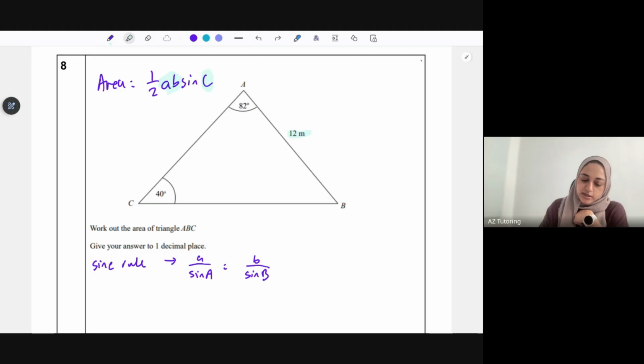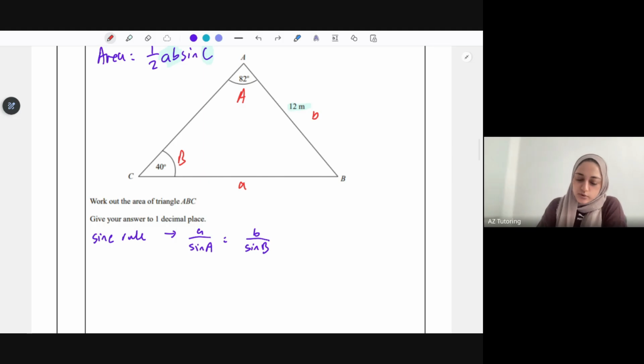So I'm going to label this angle A. So this is length a, angle B, and this is length b. Now remember, this labeling that I've done is just for the sine rule. I'm not using this labeling for that. I'm going to have to label it again when I use area of a triangle. So the labeling I've just done is for the sine rule. And it's because we're trying to find this bottom length so we can use it to find the area.